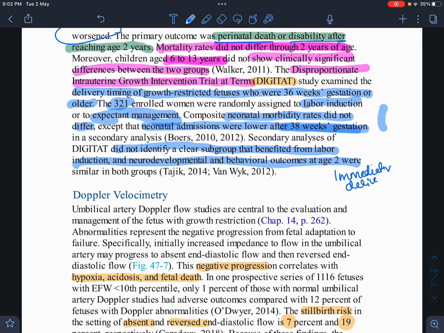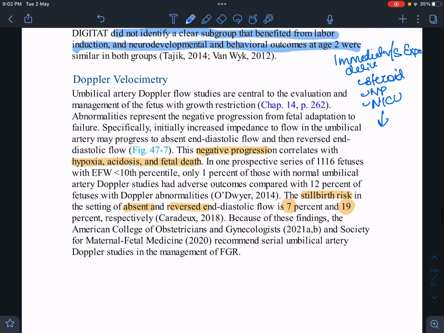So the decision of immediate delivery versus expectant management is usually, in clinical practice, based on whether you have given steroids, neuroprophylaxis, and whether you have given adequate NICU counseling, and then you can deliver. As you see in the two groups, there is no significant difference. What you are using is your umbilical artery Doppler.